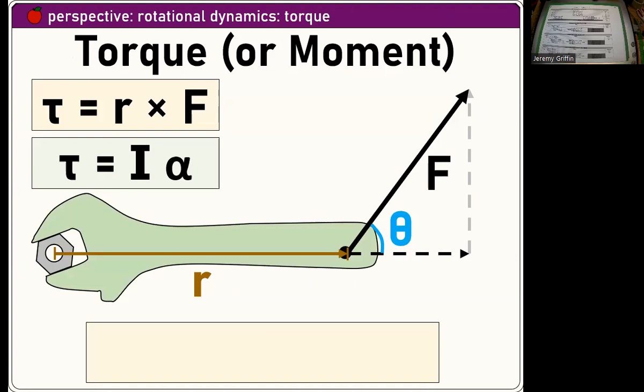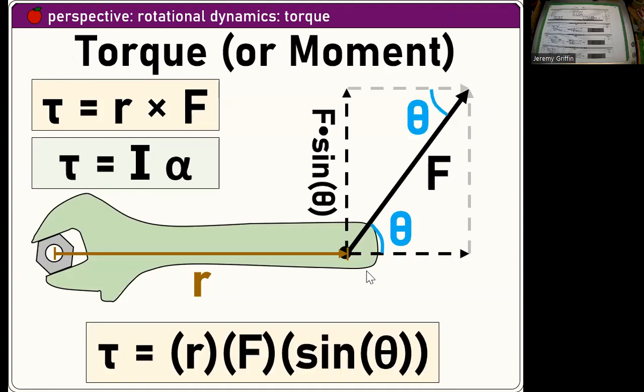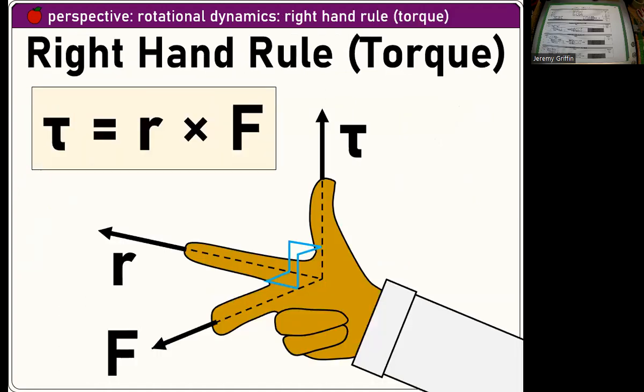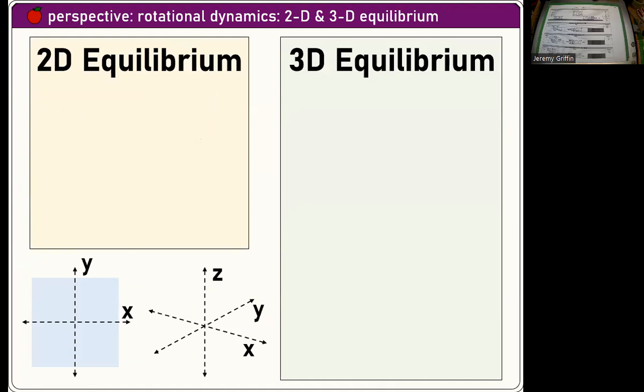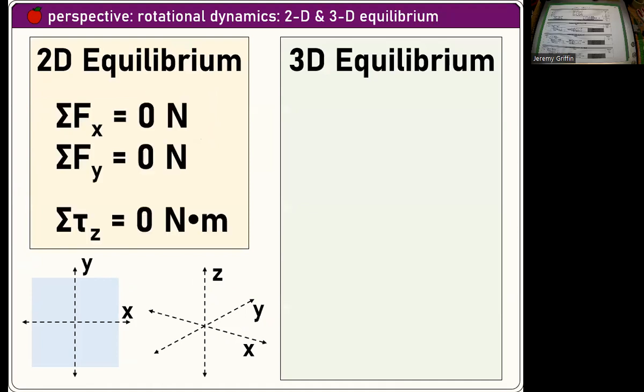Torque. r cross F equals I times alpha. Same thing. The cross product just means you care about the perpendicular components. You guys could do that. Okay, all right, right hand rule. AP will never ask about that, but it might show up in college.